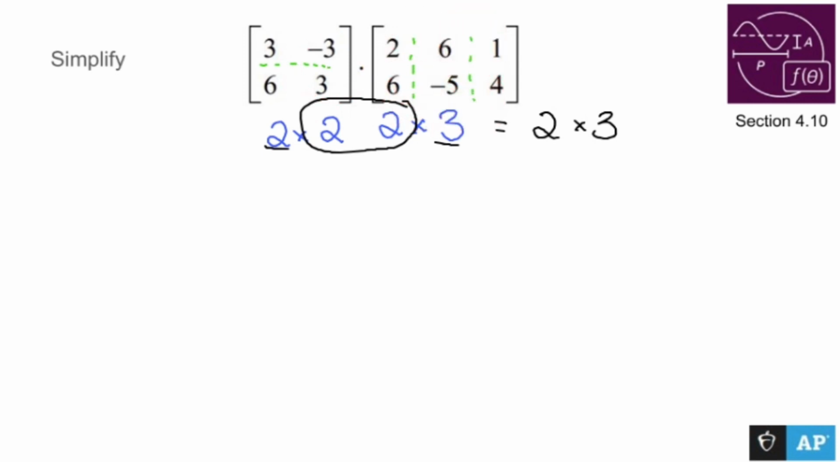Okay, now I will show all of my work for this one. I'm not going to guarantee that I'm going to show all of my work for every single matrix problem that I do, but I am for this one.